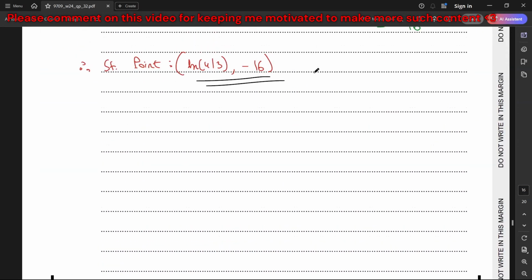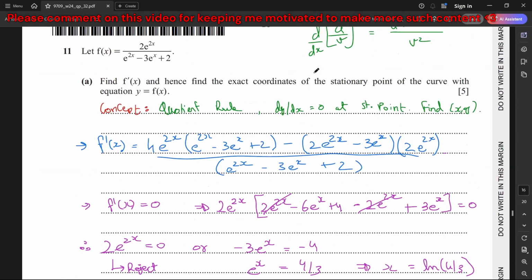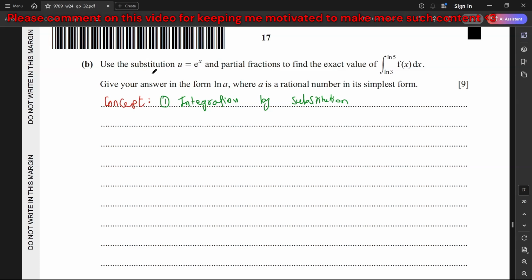And if I look over here, I have my f of x as 2e^(2x) divided by this, and I need to convert this first in terms of u. I need to integrate that part and then get my answer as asked in the question, giving your answer in the format of ln a, where a is a rational number in its simplest form, if we apply the bounds to the integration from ln 3 to ln 5. So apply the bounds and use log rules to get the answer in ln a format.